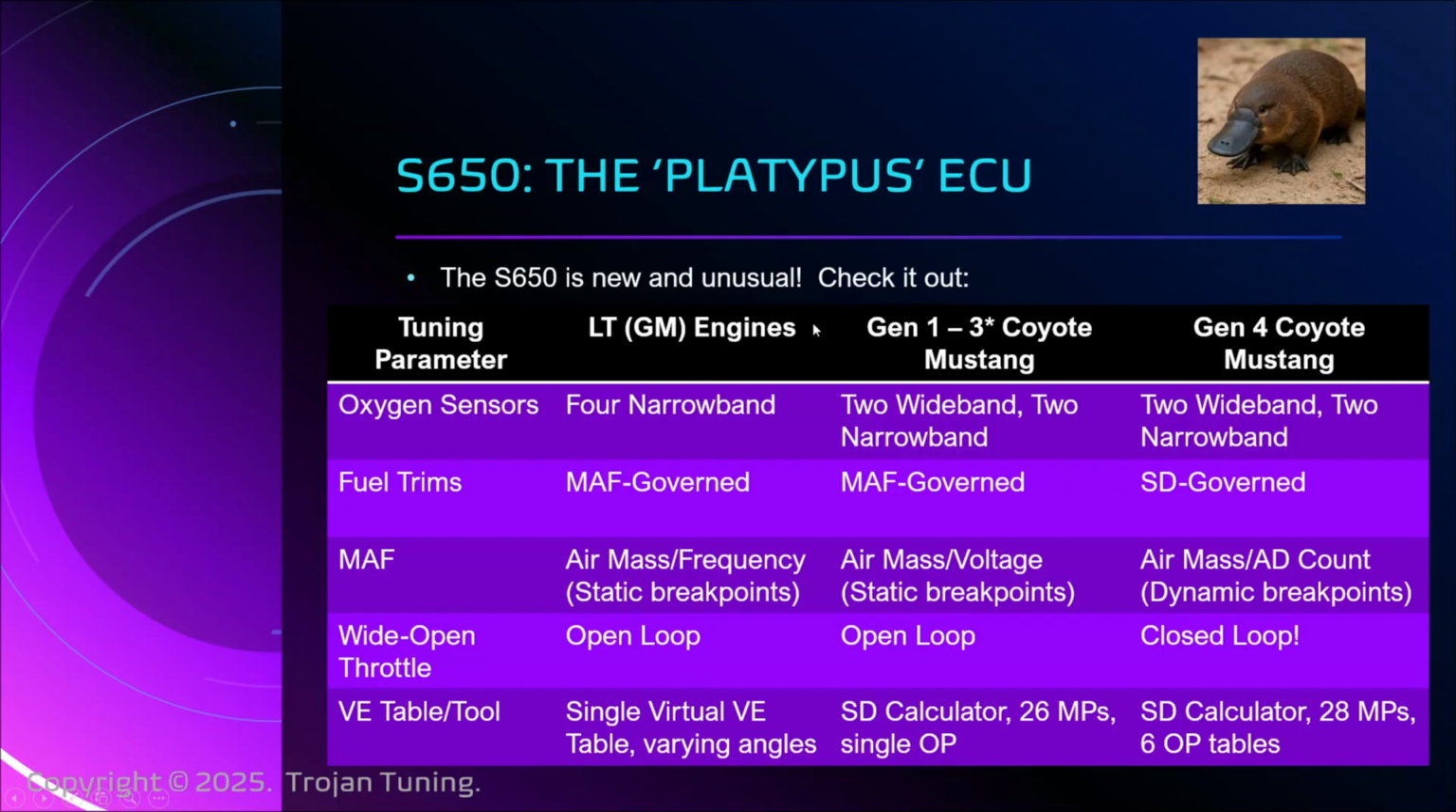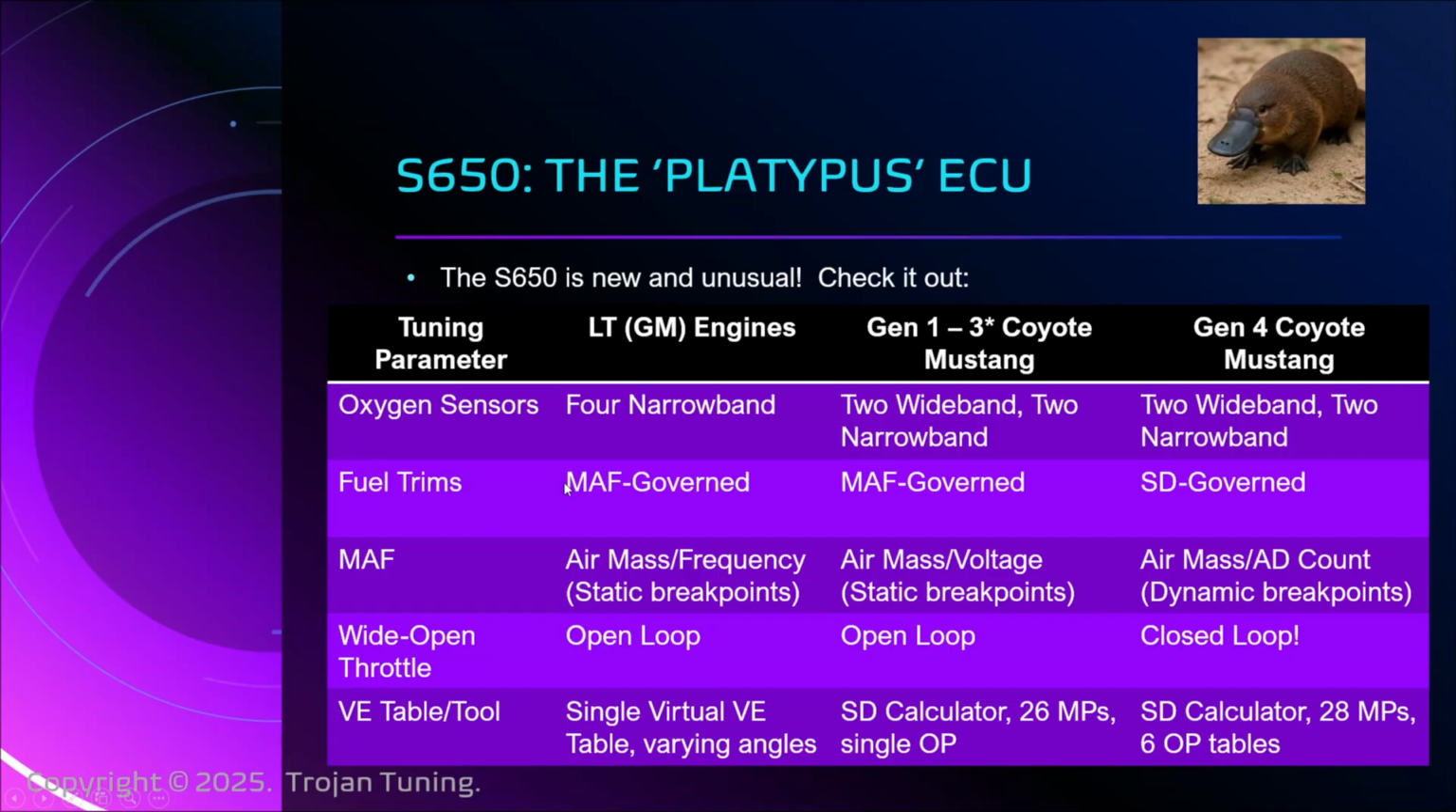I'm comparing an LT, a GM engine, right? So like a Camaro V8 engine, the Gen 5 GM engine. I've got the Gen 1 through 3 Coyote Mustangs, and I add an asterisk here because they're not necessarily all the same, but they have a lot of things in common. And then there's our good friend, the Gen 4 Coyote in our S650. So oxygen sensors, right? Just to compare. An LT will have 4 narrow bands, so you'd have to go get a wideband welded in. Ask me how I know. For a Gen 1 through 3, Ford has always been generous and given us 2 widebands and 2 narrowbands. Coyote is the same, 2 widebands, 2 narrowbands.